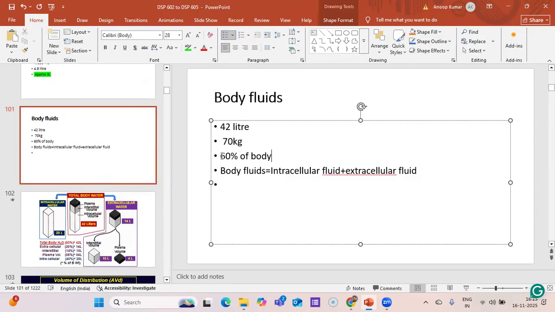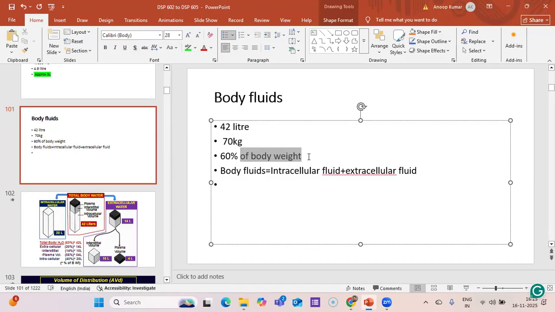You have to remember this, right? 60% of the body weight, and you are considering a healthy individual of 70 kg. So 60% of 70 kg is how much? 60 divided by 100 multiplied by 70, and it will become 42 liters, right? So how can you calculate the percentage? I hope this is primary mathematics. 60 divided by 100 multiplied by 70, you will get 42 liters.